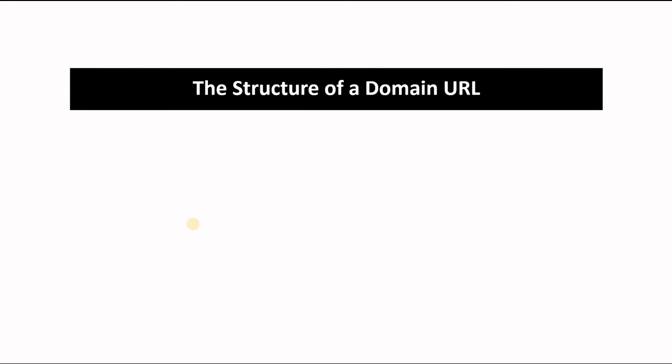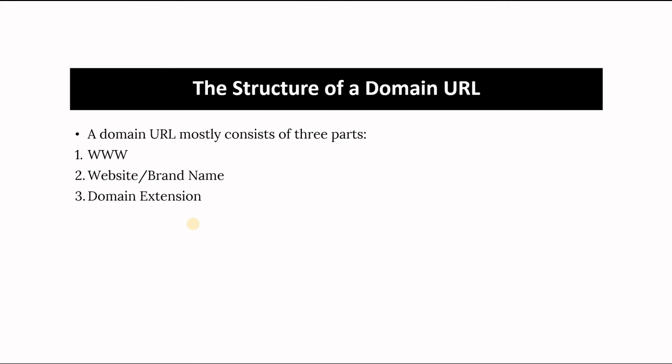So we'll look at that in bit detail now. Let's see the structure of the domain URL. A domain URL mostly consists of three parts. First one is the World Wide Web, also called the www. The second one is the website name or the brand name. And the third one is the domain extension.